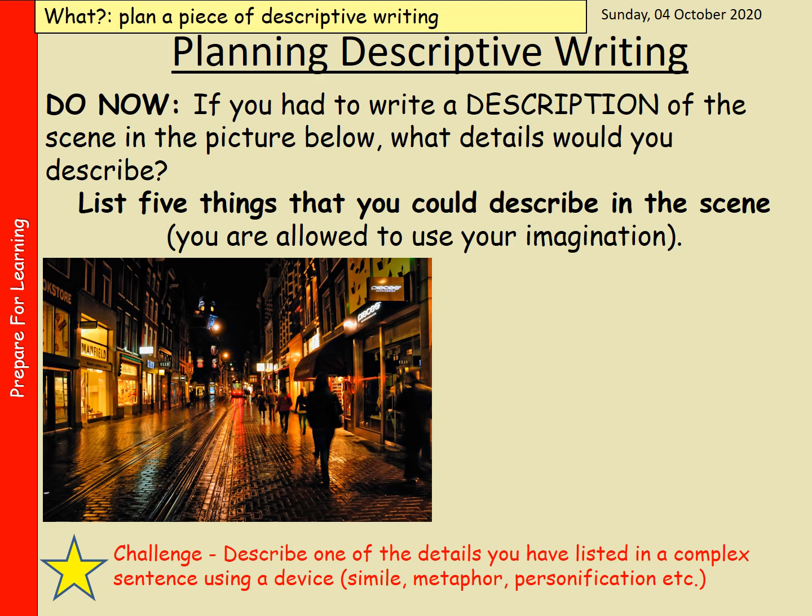What we're working on is planning a piece of descriptive writing. So you have a picture here to look at. If you had to write a description of the scene in this picture, what details would you describe? So for Do It Now, list 5 things that you could potentially describe in the scene.